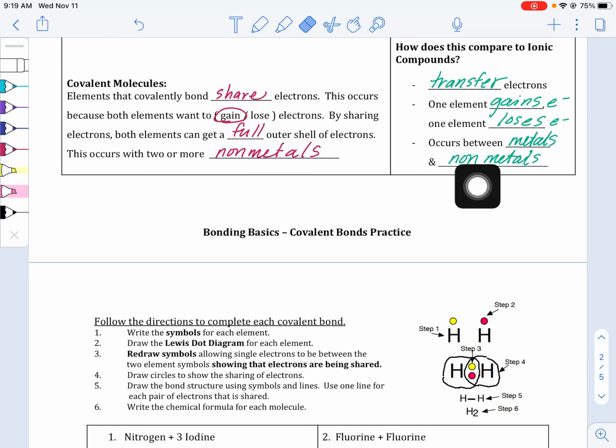Remember over here with ionic bonds, we saw the electrons transferred because one needed some and one wanted to lose some. So they were giving the electrons away, taking them in, and transferring them, where here in covalent bonds, we're seeing the electrons being shared. And this is happening with two or more nonmetals because they have those high amounts of electrons. They need just a few to fill their shells.